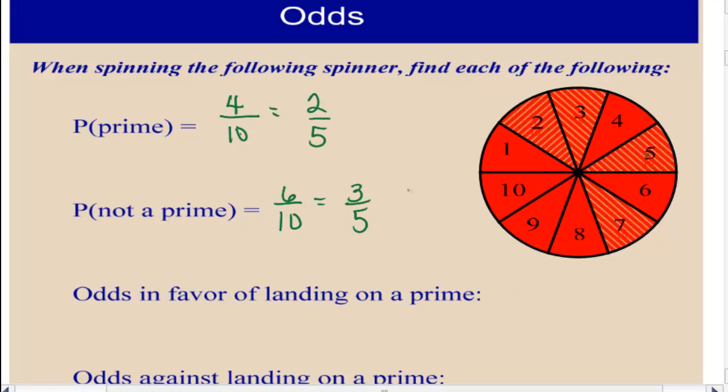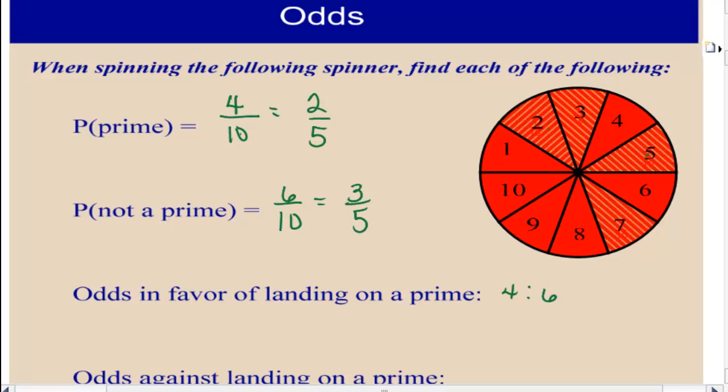So the odds in favor of landing on a prime would be the number that are prime. So let's look back at our probability examples. How many are prime? 4, right? Out of, or compared to, the number that are not prime. So how many did we figure out are not prime? 6. Now we're going to write this with a colon instead of as a fraction. Odds are typically written with a colon.